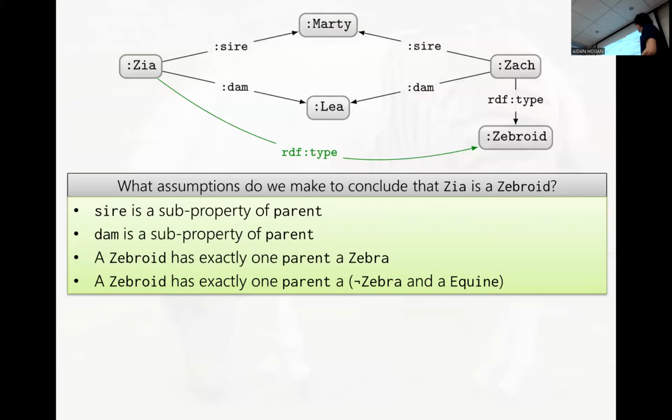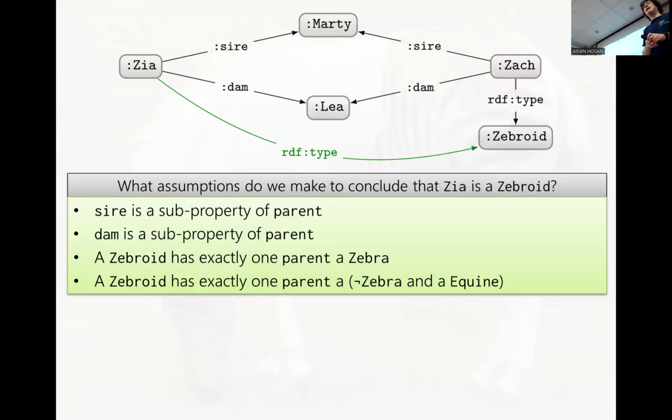So in OWL, we're never going to assume that our data are complete. Yeah, that's the first thing. That's called the open world assumption, which we'll talk about a little bit later. The other thing we're never going to assume is that these two things are distinct unless we can prove it otherwise. So maybe Marty and Leah are just names or identifiers for the same parent. So for all we know thus far, all we have is at least one parent in common with Zia, and that could be a zebra.